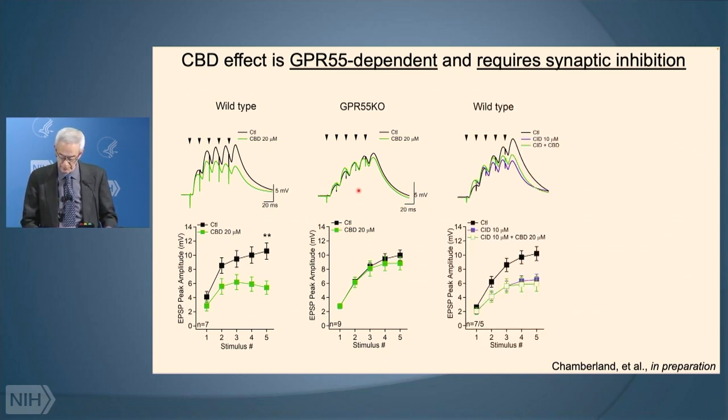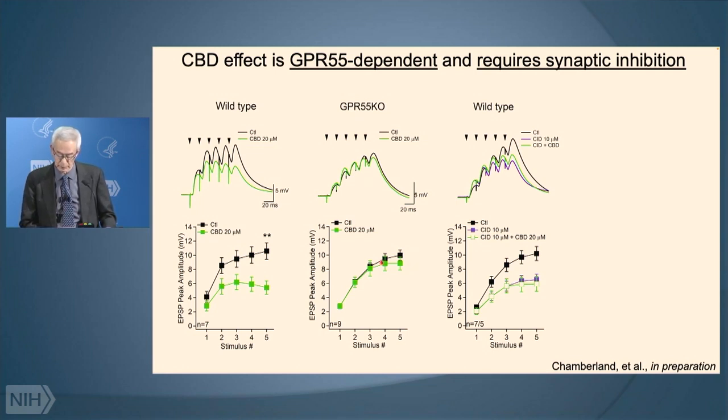What happens if we mimic this with an artificial agent, not a phytocannabinoid like CBD, but an inhibitor of the GPR55 that's been engineered to be selective for the GPR55 receptor? That's called CID, and at a low concentration, this mimics the effect of CBD. In presence of CID, we apply CBD, and now CBD has no additional effect. So the effect of CBD has been occluded by the presence of CID, once again reconfirming the idea that this is due to the GPR55 receptor.